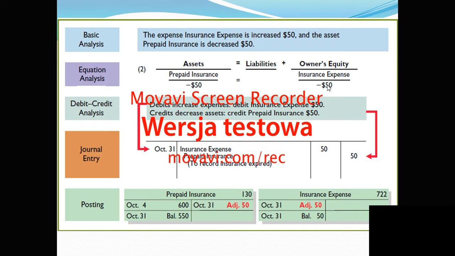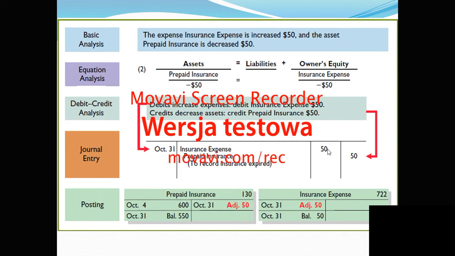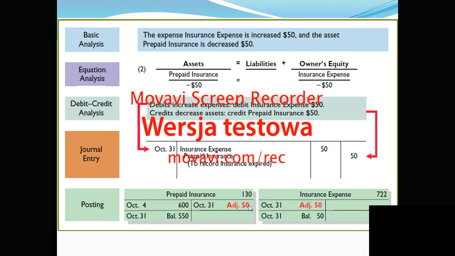So, debit credit analysis: debits increase expenses. So this is the journal entry, insurance expense is recognized $50, and credits decrease assets, so we credit the prepaid insurance asset account. And when we are posting, we will do it this way. Prepaid insurance, which is an asset account, decreases by $50. That is the adjustment we make for the month of October for Pioneer Advertising. And for the insurance expense, we recognize $50.